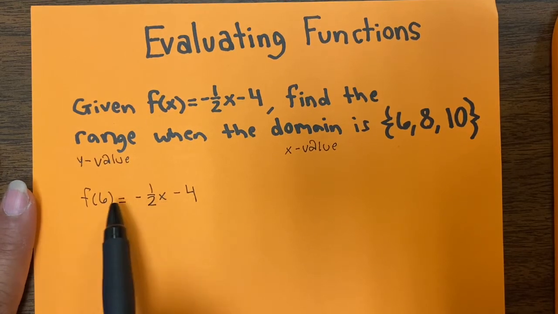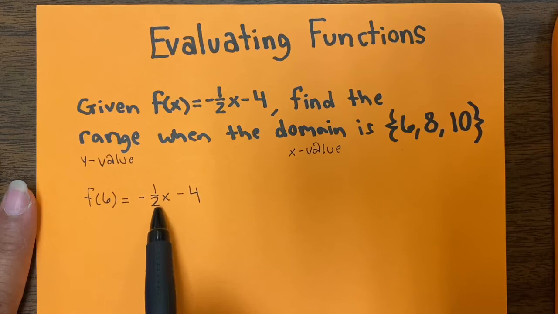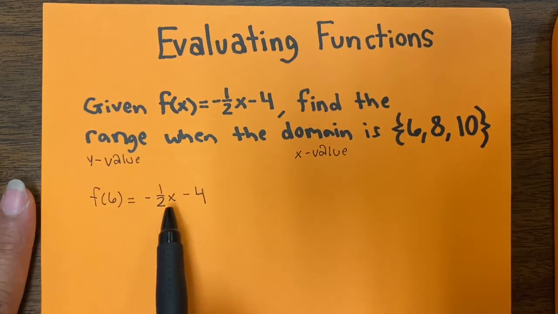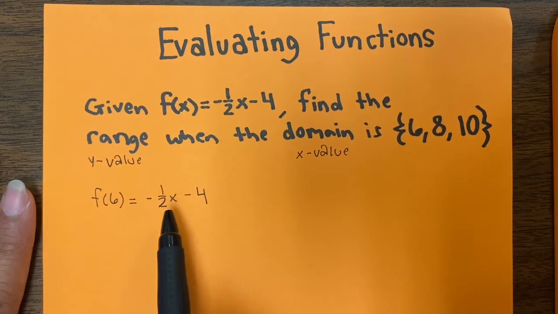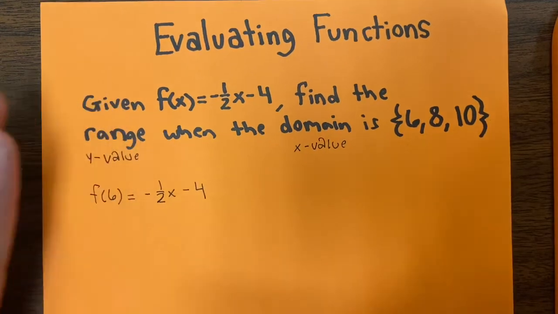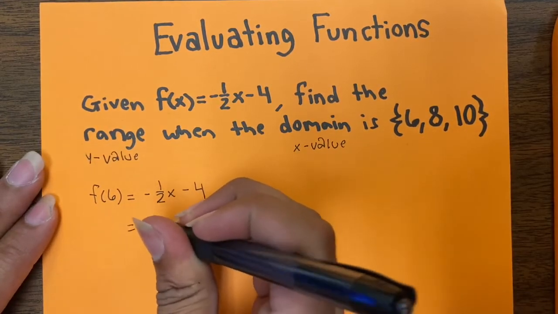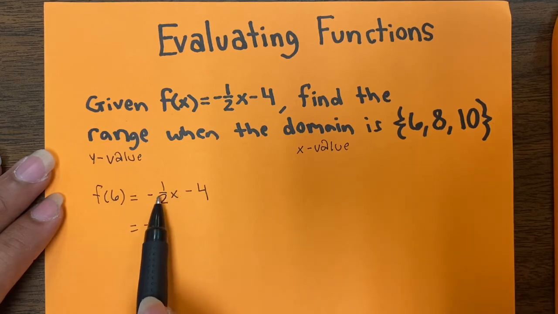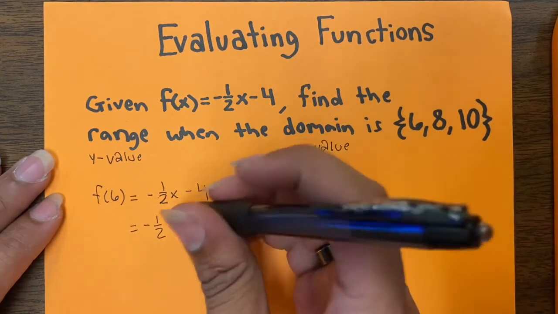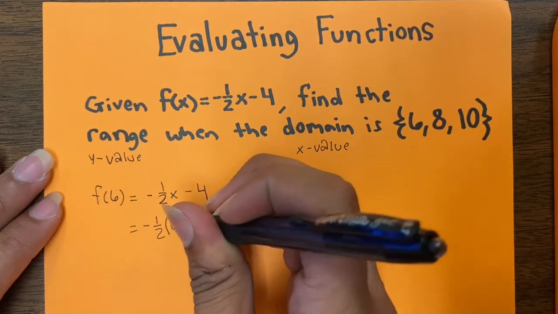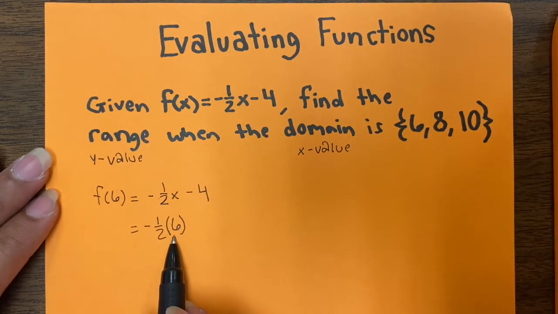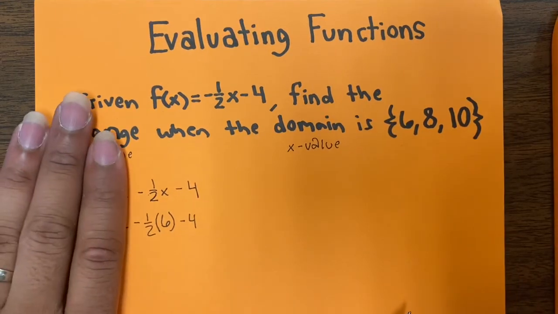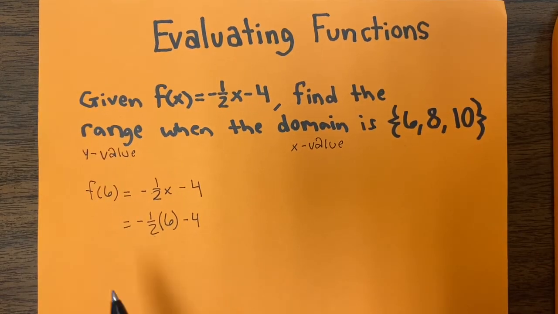So x is the input, so we're putting 6 in for the input. And we want to see what this equals when x is 6. So when x is 6, what is the y that goes with it? So we have -1/2, and you'll notice the 6 replaced the x. And because these two are touching, I know they're being multiplied. So -1/2 times +6, and then bring down -4. Notice I'm not doing anything with this side at all. I'm only plugging it in over here.